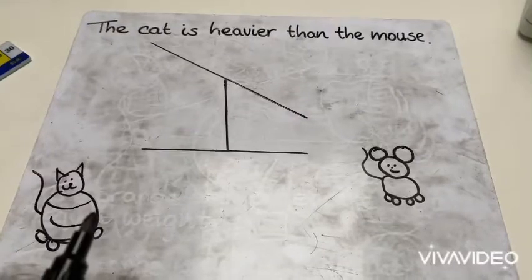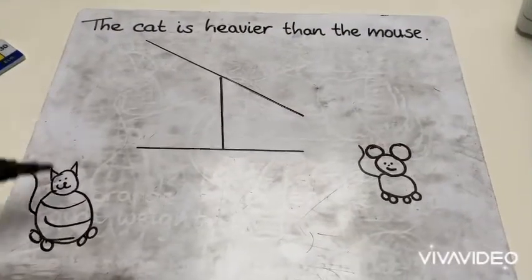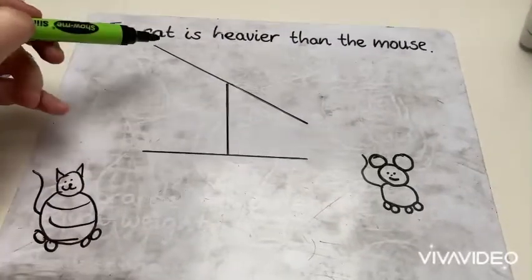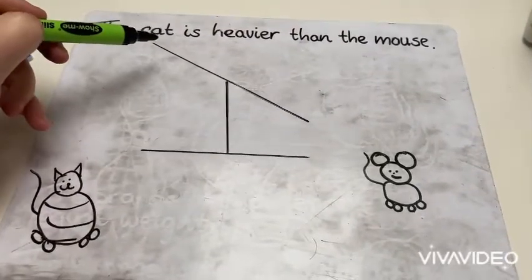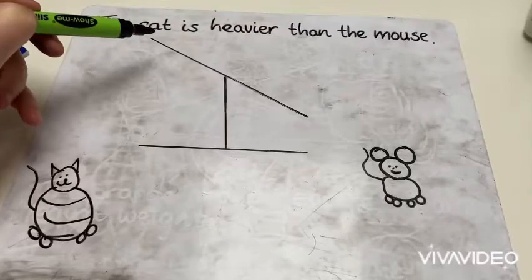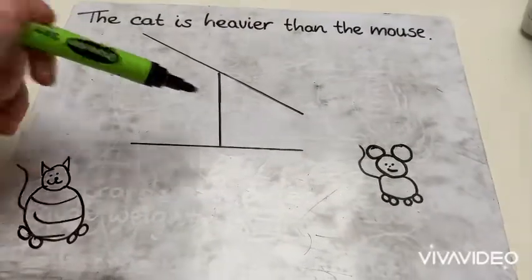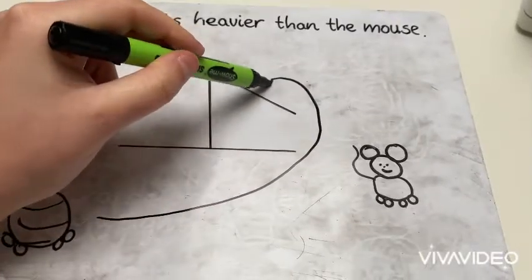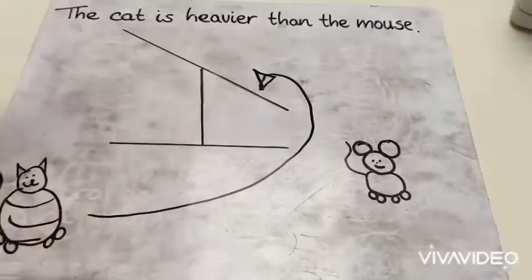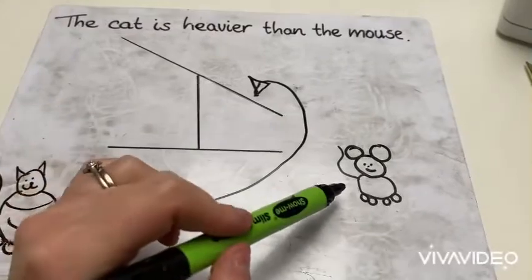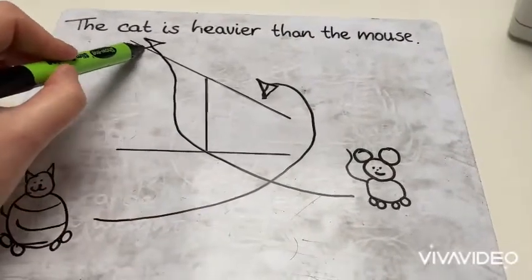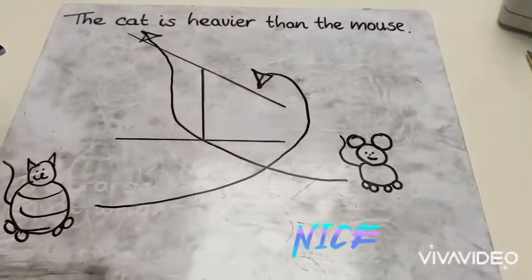Let's draw a line. So, my cat is heavier than my mouse. Would it be sitting up here if my cat is heavier than my mouse? No, it wouldn't. It would be sitting over here because the weight of my cat would pull the seesaw down. So that means then my mouse would be up towards the sky on our seesaw because he is lighter.